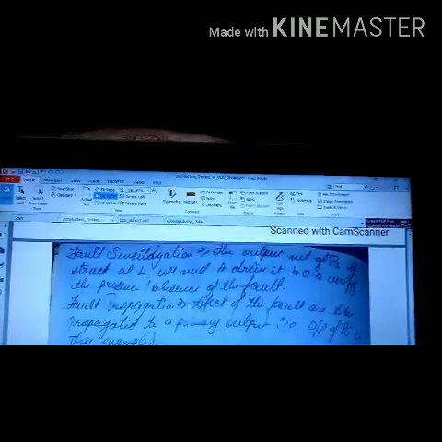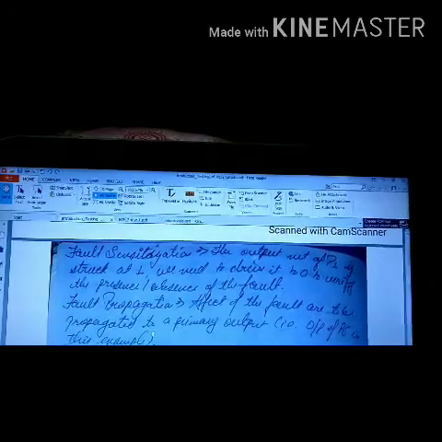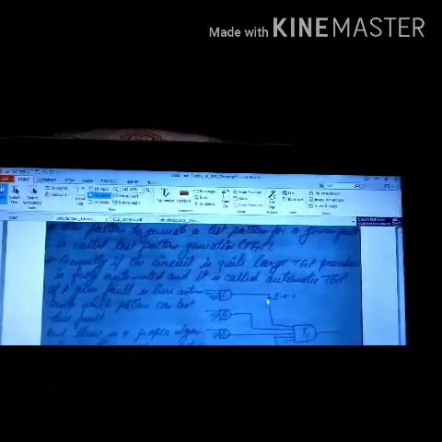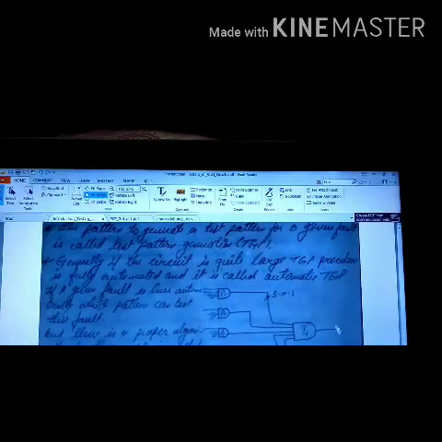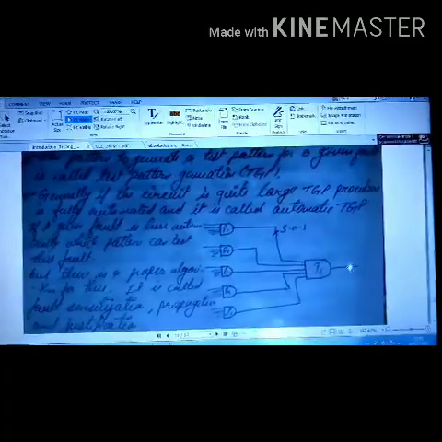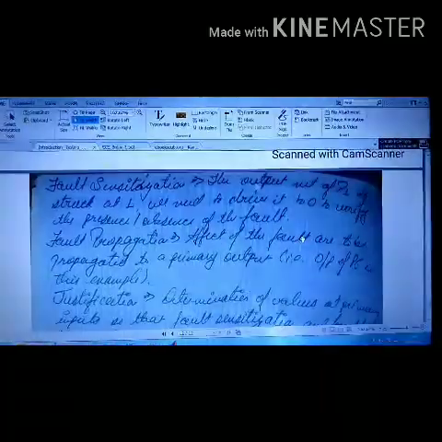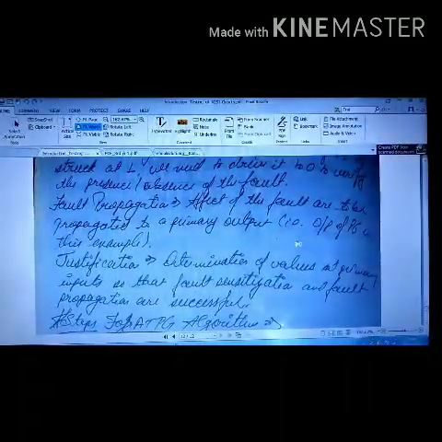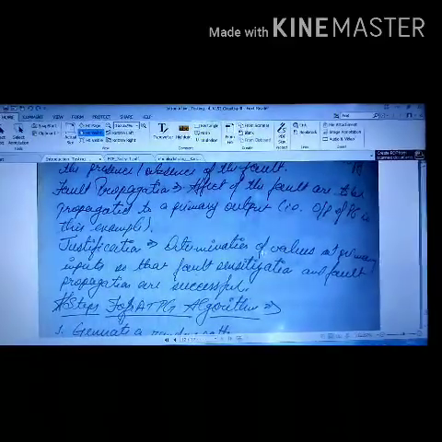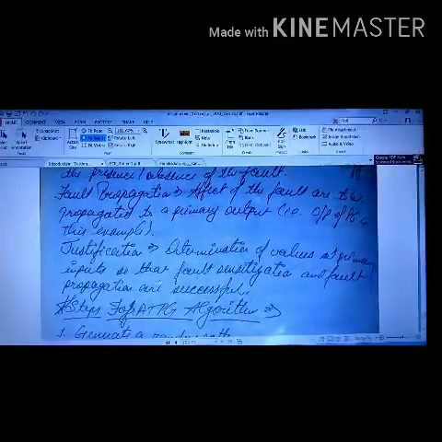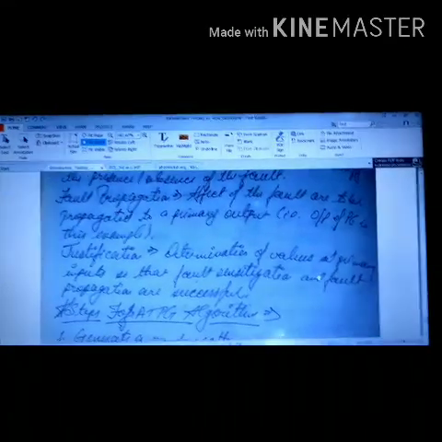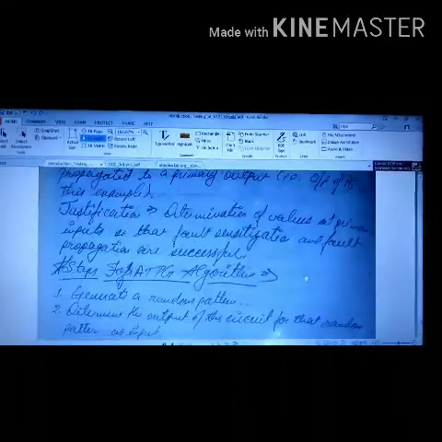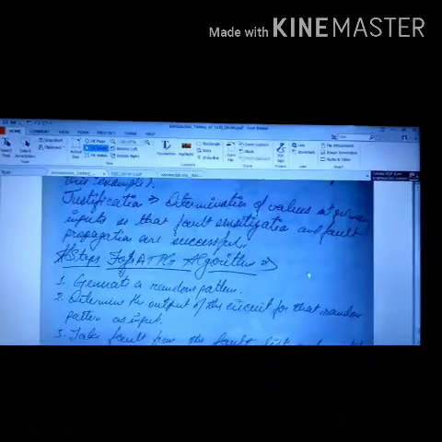So in fault propagation, the effect of the fault is to be propagated to the primary output, that is the output of P6 in this example. So if there is a fault here, its effect should come out and affect the output at this particular point. Okay, now justification is the determination of the value at the primary inputs so that the fault sensitization and fault propagation are successful. Therefore there is an ATPG, automatic test pattern generator.